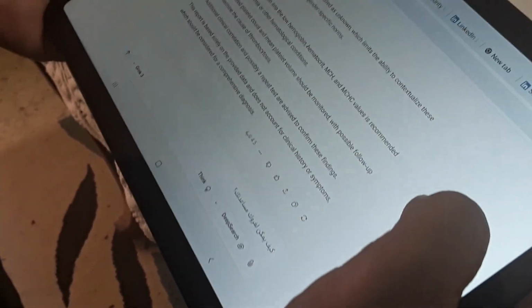I mean, you can ask the AI for anything you do not understand. The observation and recommendation: further investigation into the low hemoglobin values is recommended to rule out anemia. Yeah, so there's something of anemia or other hematological conditions.